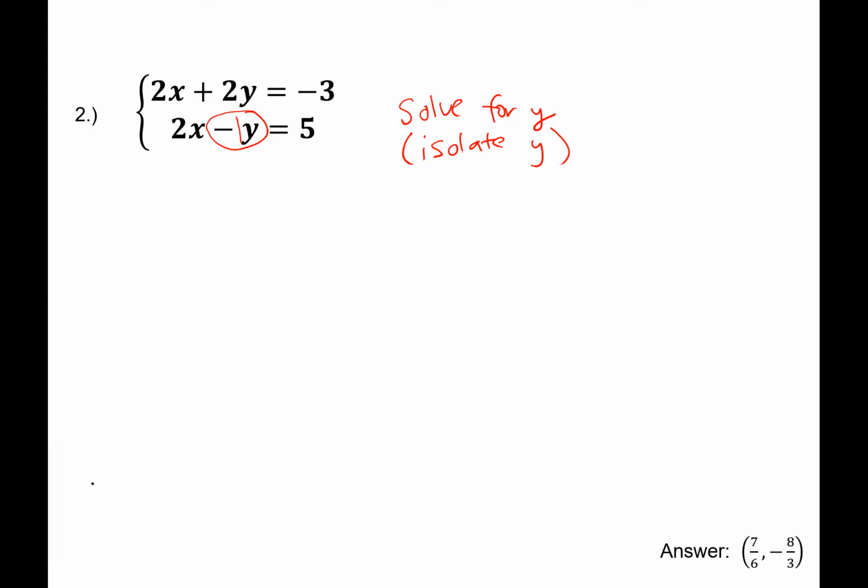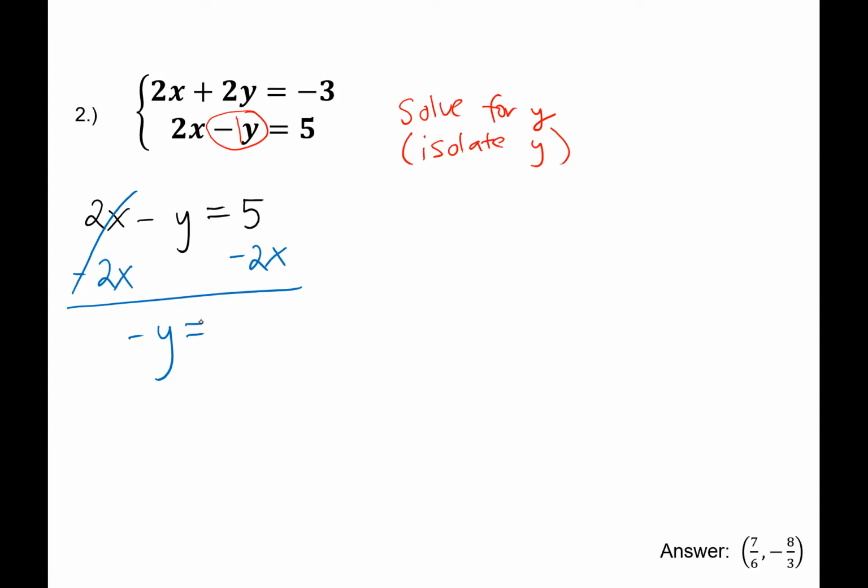Think about what we did in that formulas lesson, I think it was lesson 13, where we were getting variables by themselves. That's what we're doing right now. So we have 2x minus y equals 5. Let's work on getting y by itself. I'm going to subtract 2x on both sides. Then I have minus y equals, and on the other side, you can write 5 minus 2x, or I'm going to write -2x plus 5.